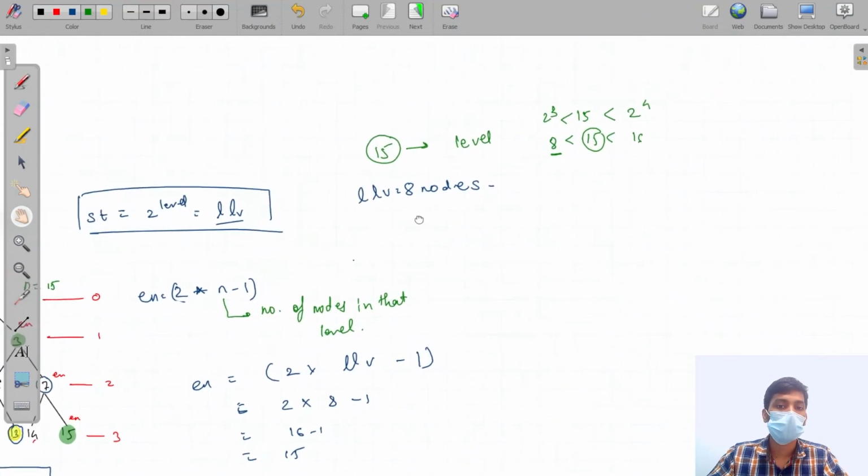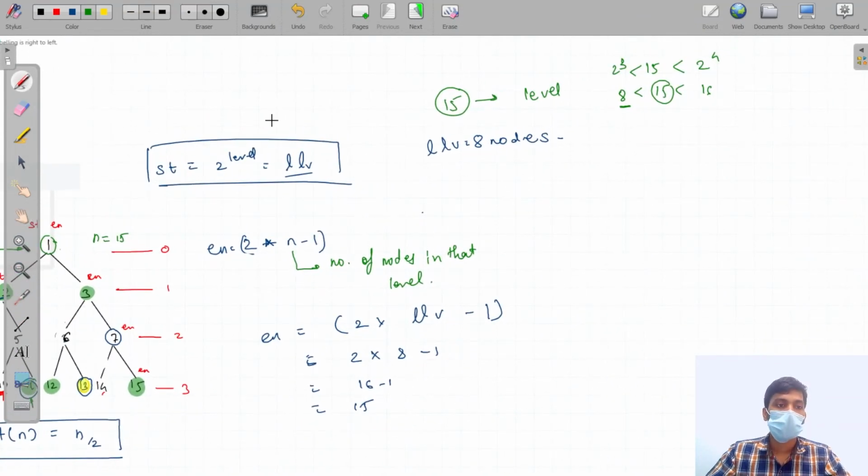Also, if I am given, let's say, 20, how am I going to decide which level this 20 lies in and how many nodes are going to be there? First I have to see which level this 20 is going to be included in. I know that these levels are nothing but 2 raised to the power something values. So I see what is the very next value in the exponent of 2 that is going to be greater than this 20.